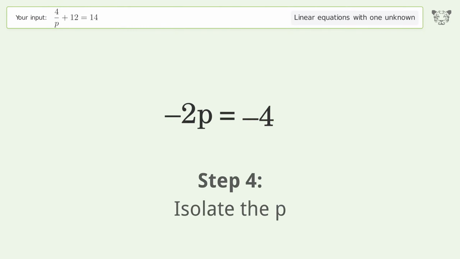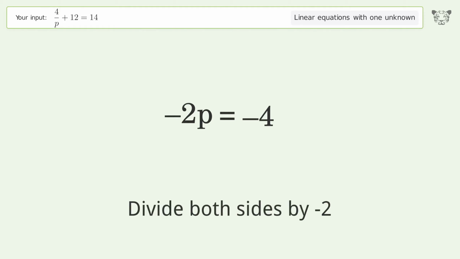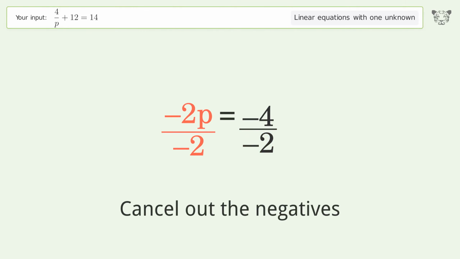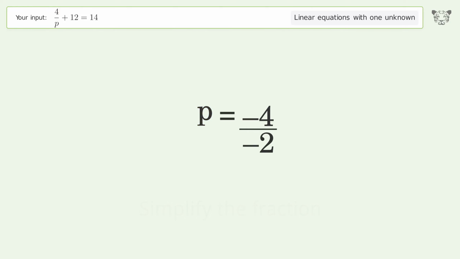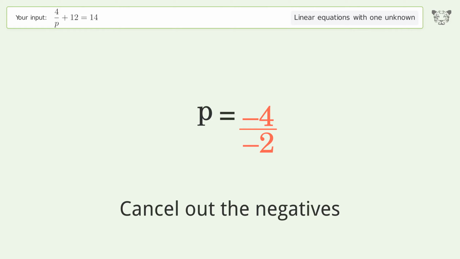Isolate the p. Divide both sides by -2. Cancel out the negatives. Simplify the fraction. Cancel out the negatives.